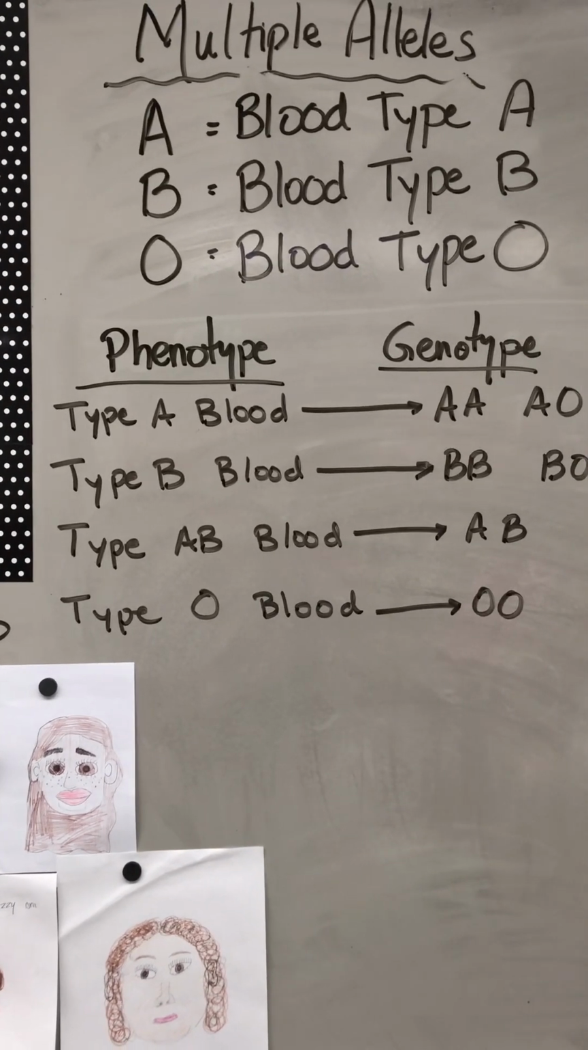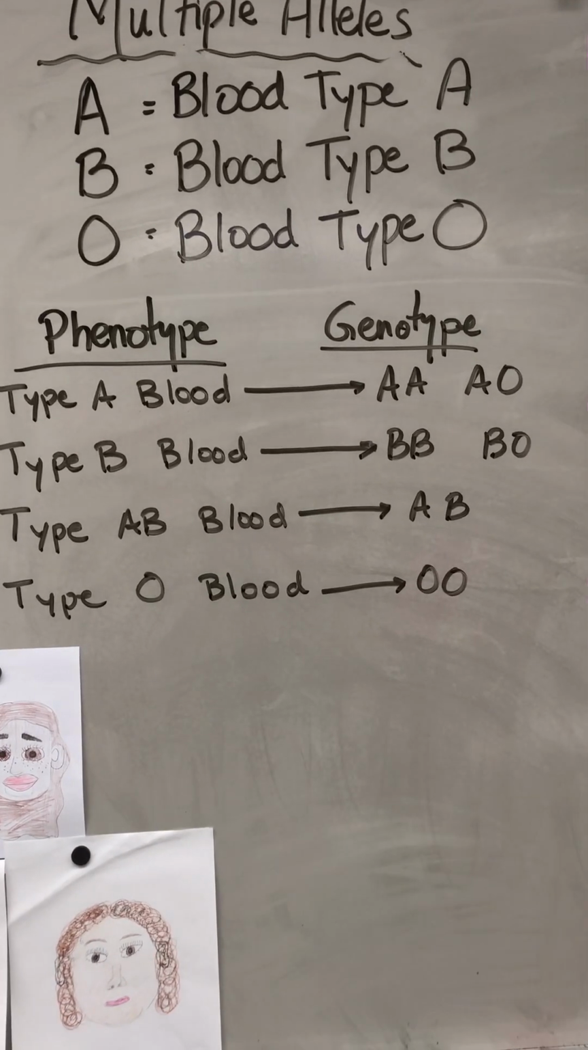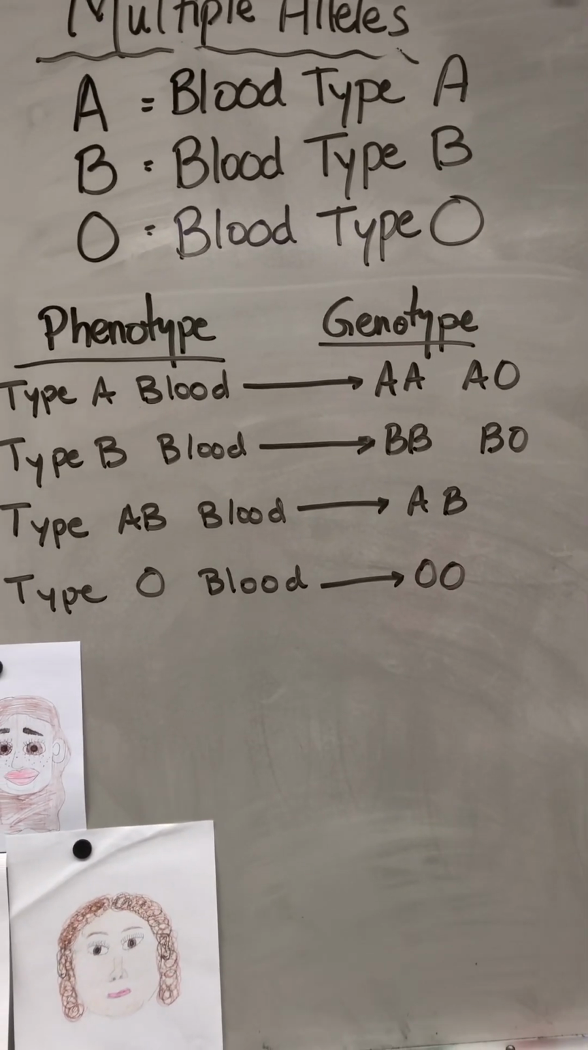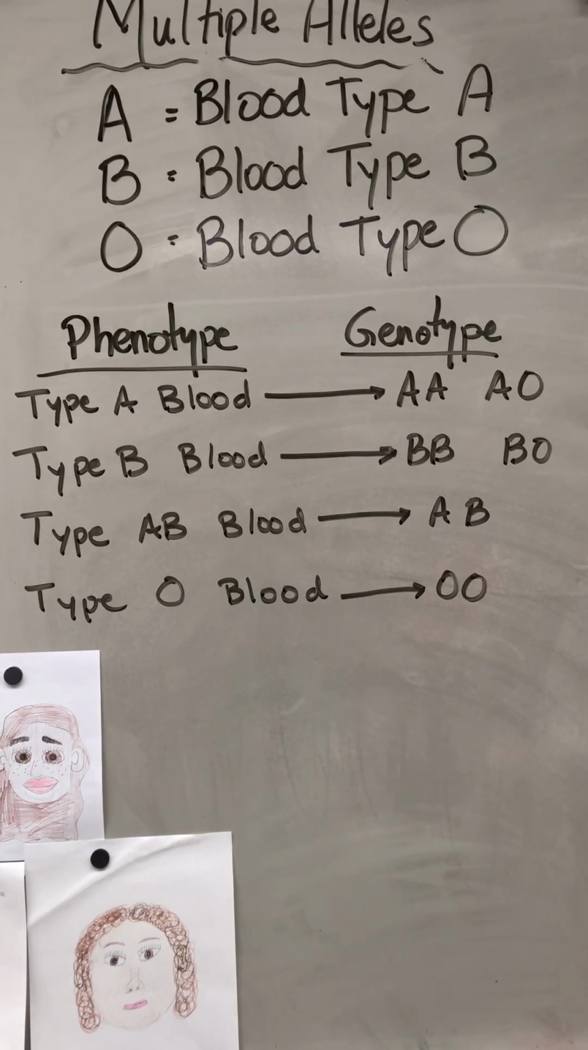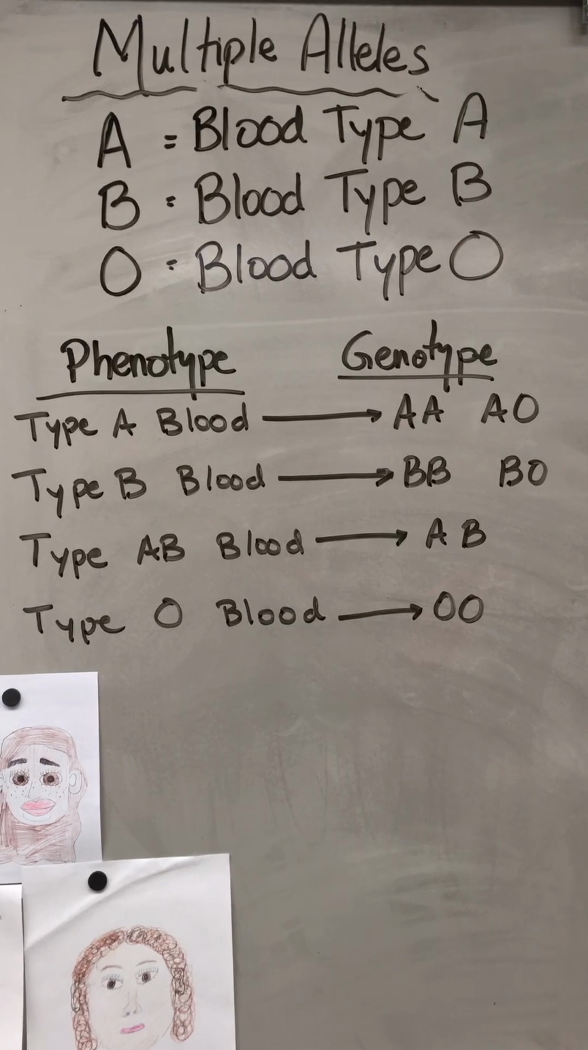If we were a type B person, we could have been homozygous for B, so we got a B from each parent, or we could be heterozygous, and that would be a B from one parent and an O from the other parent. O, again, is recessive to A, and O is recessive to B.